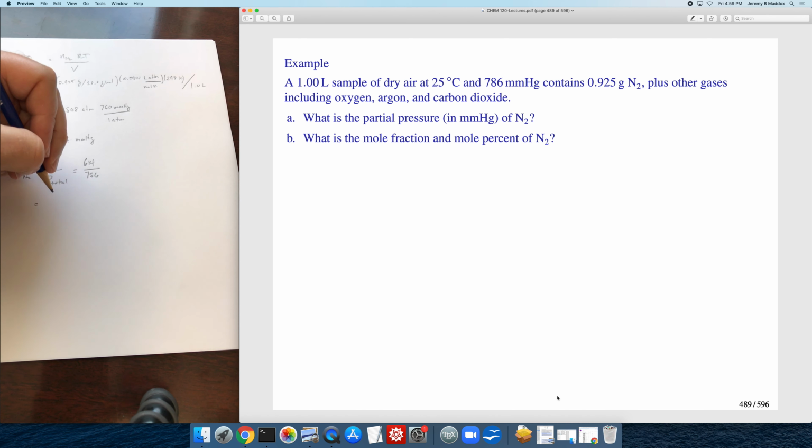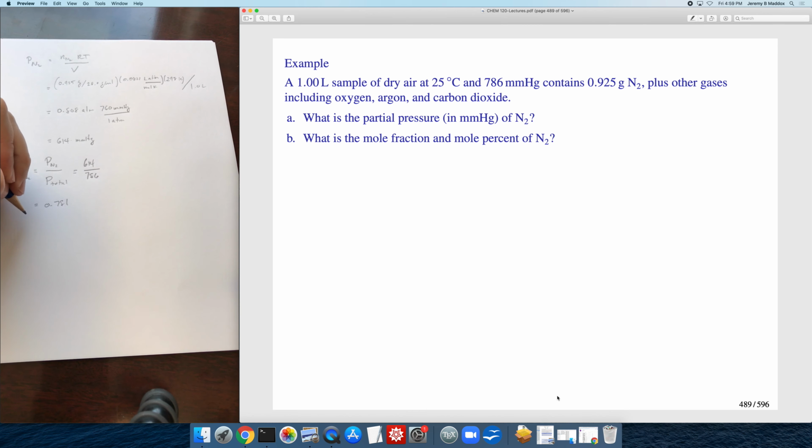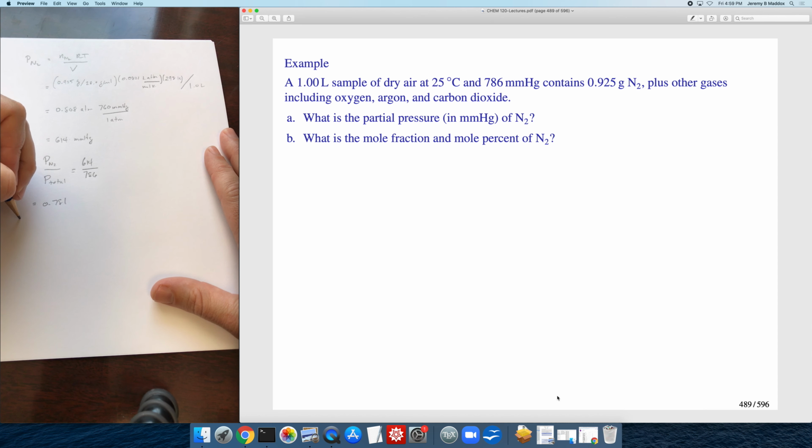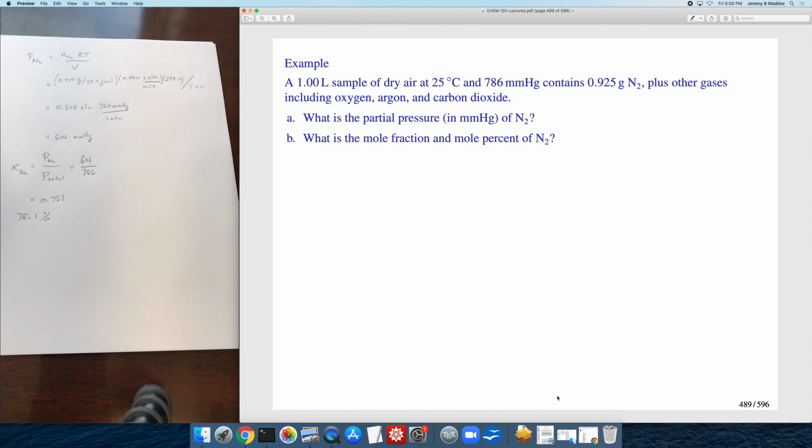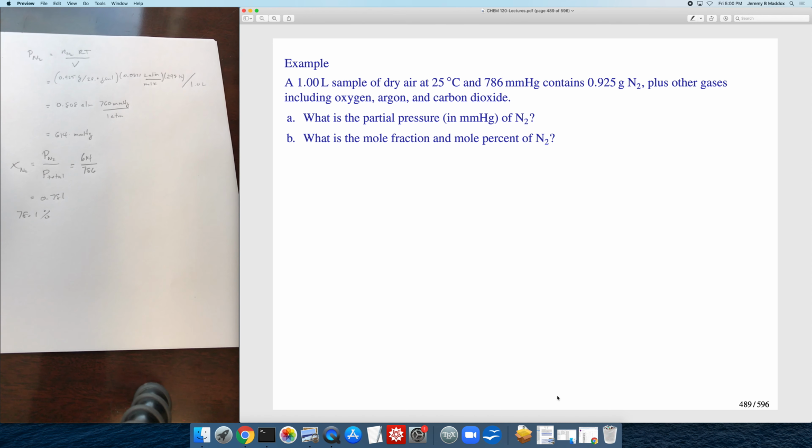And so I'm getting a fraction of 0.781. And in terms of a percentage, that would be 78.1%. So this mixture is 78.1% nitrogen.